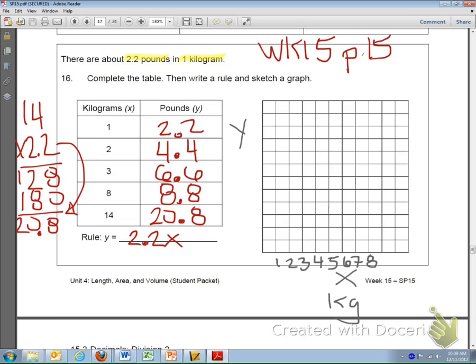We also need our pounds, so I'm going to say, well, 1 pound, 2, 3, 4, 5, 6, 7. Notice I'm not writing my numbers in between the lines, I'm trying to write them on the lines. Okay, and then we plot these out. So I'm going to go ahead and change back to red so it's easier to see.